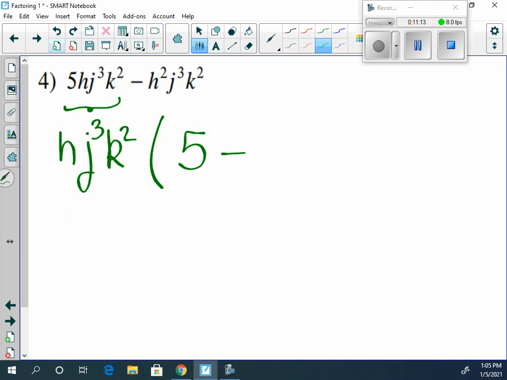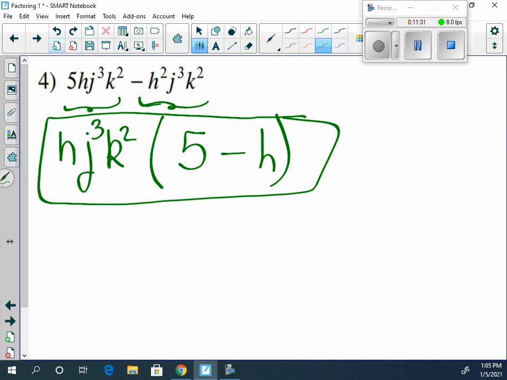So let's look at the next one. This one here, well, I have an h squared, and I factor out 1h, so I'm left with h. J cubed, factored out j cubed, well, it's gone. K squared, I factor out a k squared, well, it's gone. So that's all I'm left with. Questions on this here? You feel good with greatest common factor? Yes? Okay.